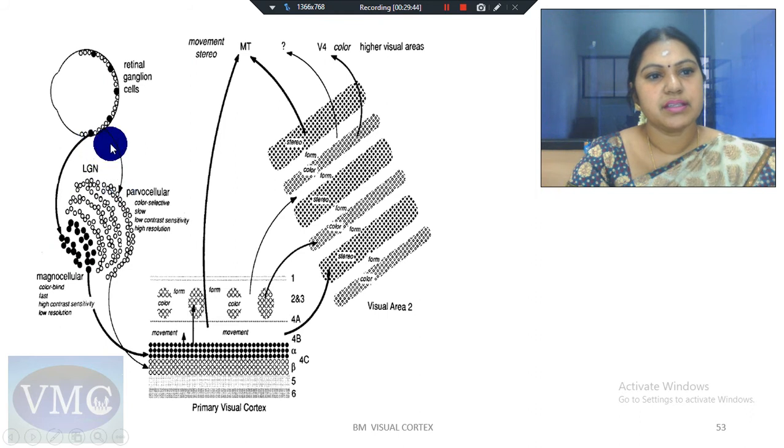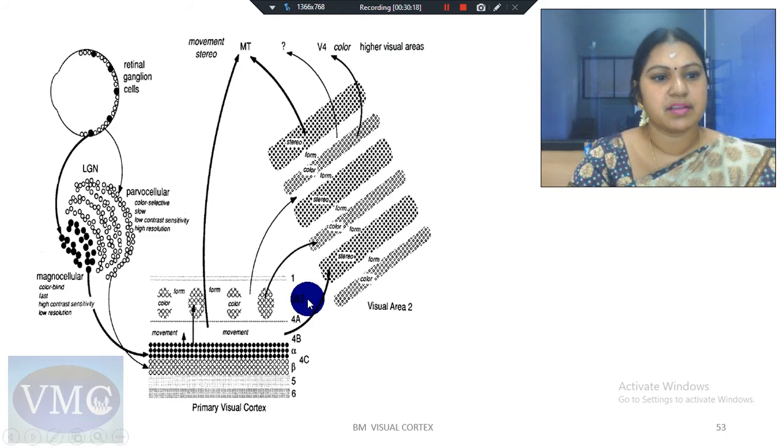So here you can see the images from the retinal ganglion cells come to the parvocellular pathway, which is color selective, slow, with low contrast sensitivity and high resolution. It goes to the later layers of the lateral geniculate body, and it projects to the visual cortex, and further information is obtained here. So it goes to the temporal regions for stereo movement and stereo analysis, and for the higher visual cortex, color, shape, etc. from your magnocellular pathway.